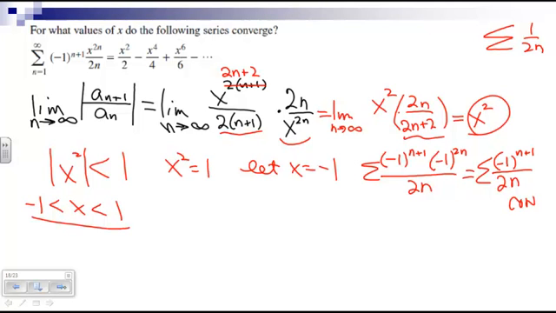Which means I go back over to this interval of convergence, and I can put a little line under that inequality symbol. It converges when x is -1. Let's let x equal 1. What kind of series do I get when that happens? Rewrite everything from the original one, except put a 1 in for x.